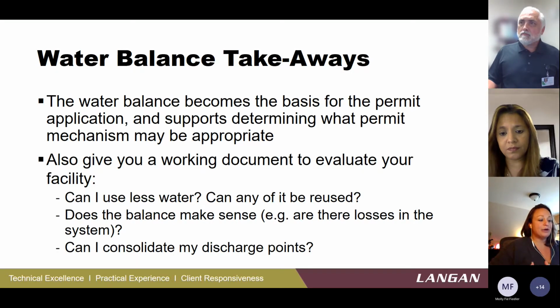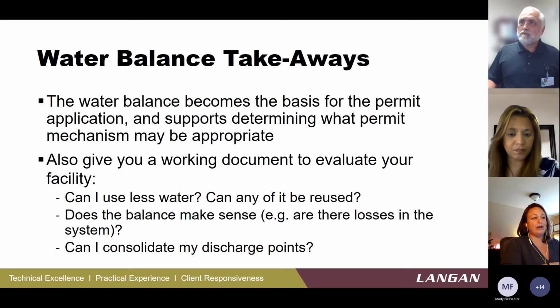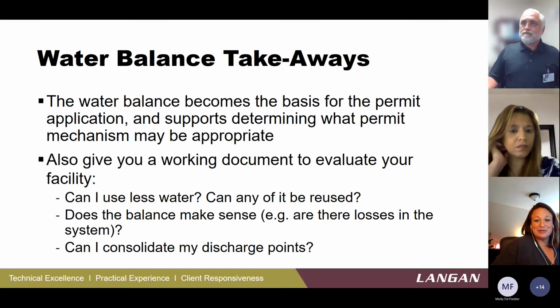And then your production team will also become important, particularly if you evaluate reuse or reduction measures. They become integral in contributing to what it is using and how much it could be reduced if you wanted to go that way. Thank you. No problem.